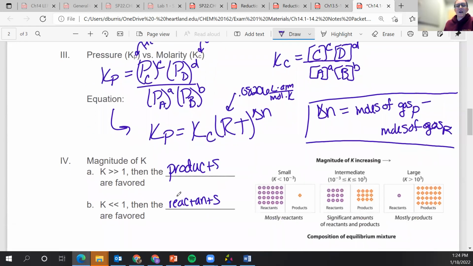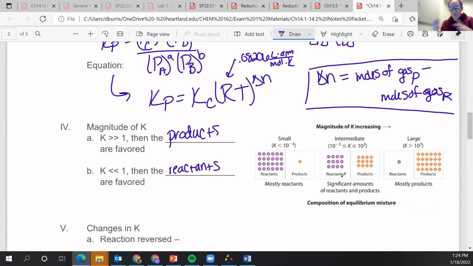Okay. I've got pictures of that over here. Essentially, if it's really, really small, like 10 to the negative third or smaller, I have mostly reactants. If it's 10 to the third or bigger, it's mostly products. And anything in between, I have reactants and products present. Yes, technically anything over 1 favors the products. But if it's anything between 1,000 and 0.001, there's a significant amount of both reactants and products there. So you kind of have to keep that in mind.